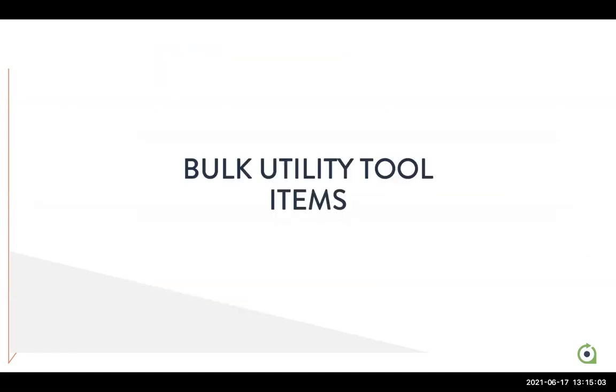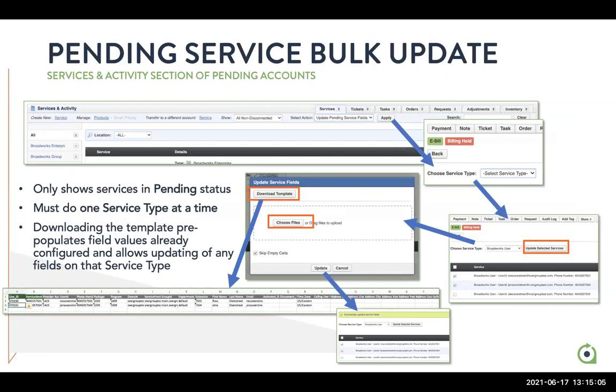A couple of bulk utility tool item updates. All right, so pending service bulk updates. So in this services and activities section on a pending account, there's now an option here. It says select action, and there's a drop down, and there is an item here called update pending service fields. So if you're on a pending account, you can bulk update the service fields, the fields on the service types.